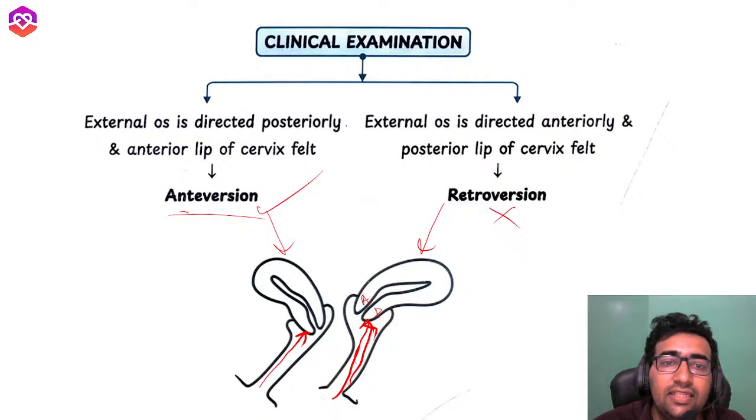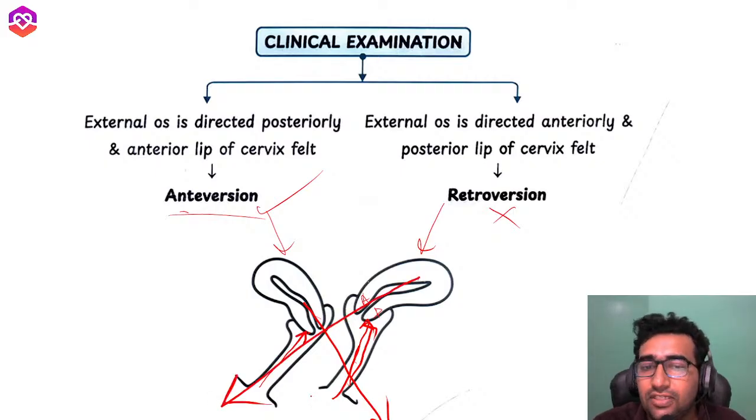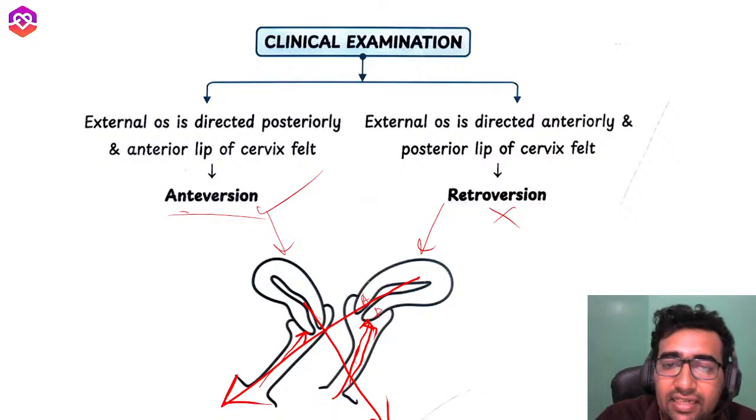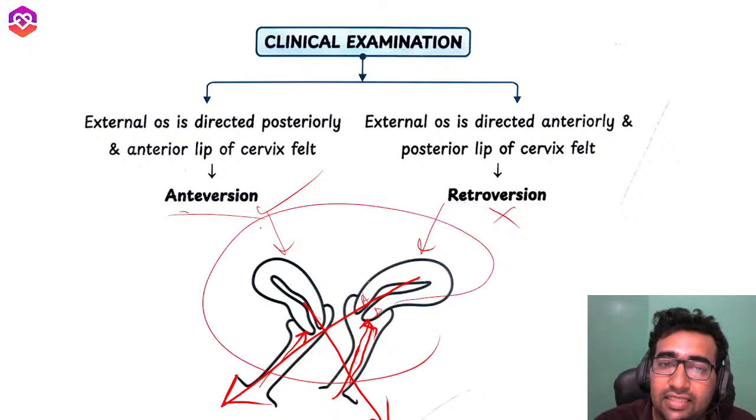Okay. More than that, where the external os is directed: in normal anteversion, the os is directed towards the posterior side. But in retroversion, the external os is directed towards the anterior side. A little bit of confusion is there. Anyway, you understand, when the anterior lip is palpated with finger examination, it is anteverted, and retroversion means the posterior lip is palpated. These two figures clearly explain that. This is anteversion and this is retroversion.